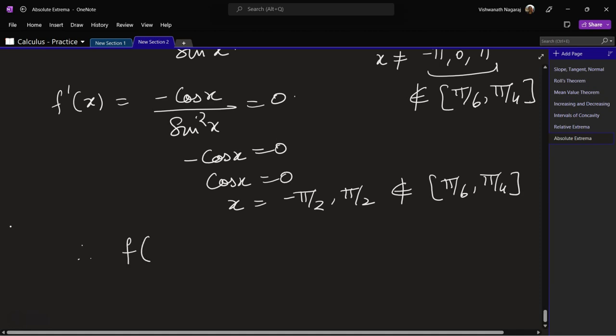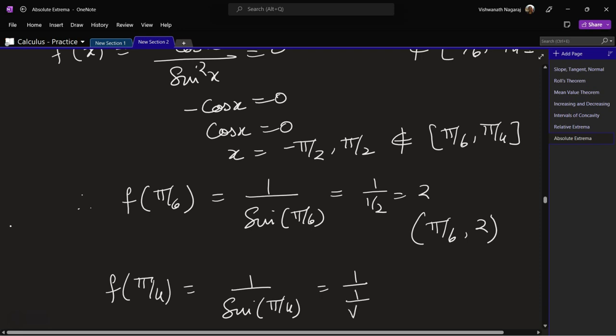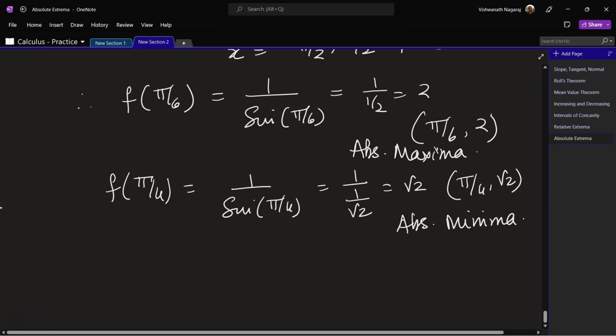So therefore f of pi by 6 is equal to 1 by sine pi by 6, which is going to be 1 by 1 by 2, which is 2. So the point is pi by 6 comma 2. And f of pi by 4 is equal to 1 by sine pi by 4, which is 1 by 1 by root 2, which is root 2. So pi by 4 comma root 2. So which is bigger? 2 is bigger. So this is going to be the absolute maxima in the given interval, and this is going to be the absolute minima in the given interval.